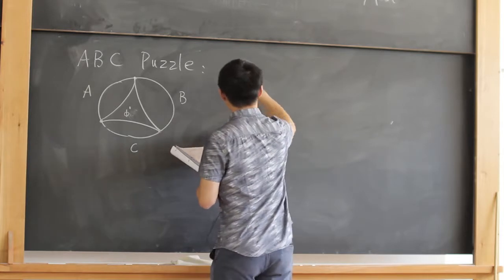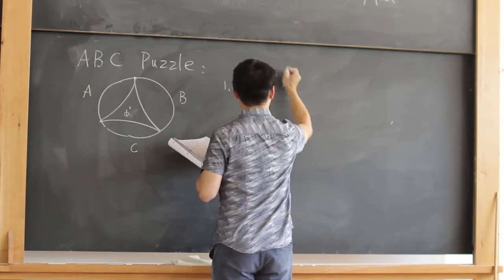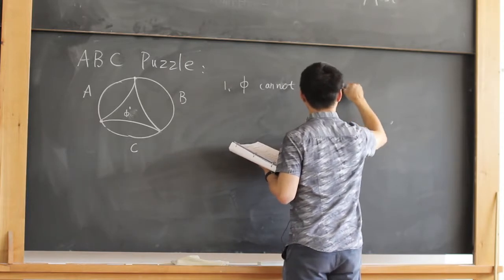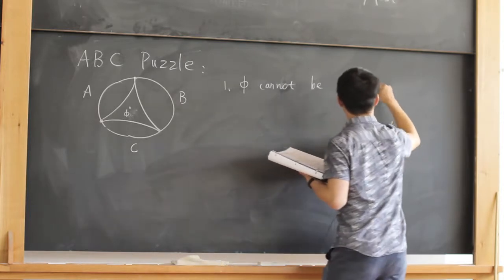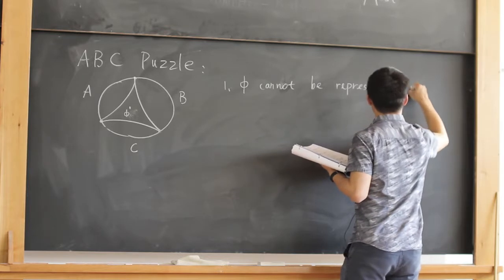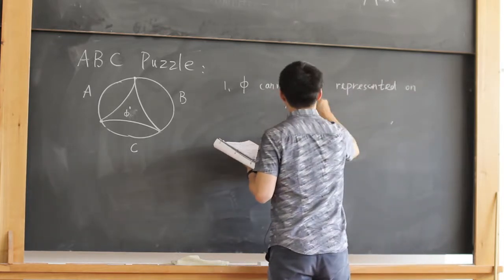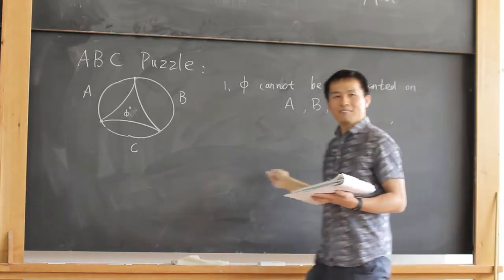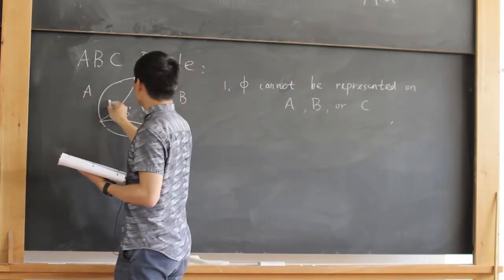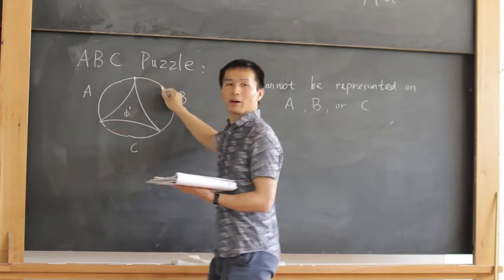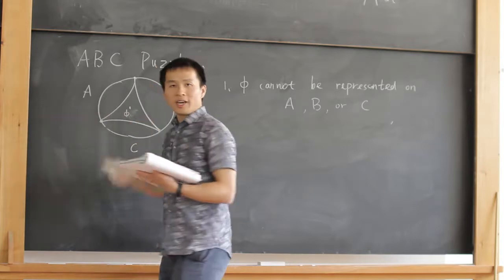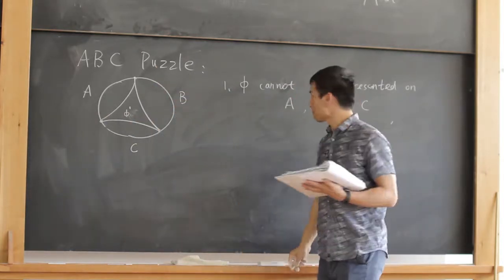So the first statement: phi cannot be represented on either A or B or C. That should be fairly obvious because the causal wedge for A is in here, very small. The causal wedge for B is over there, and none of them contains the operator at the center.